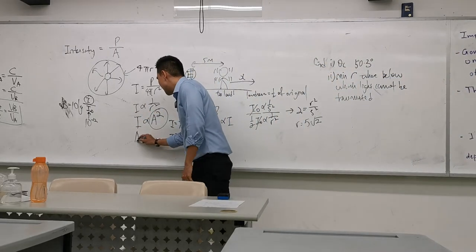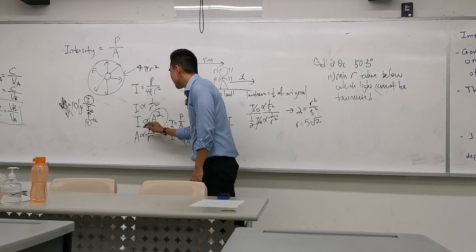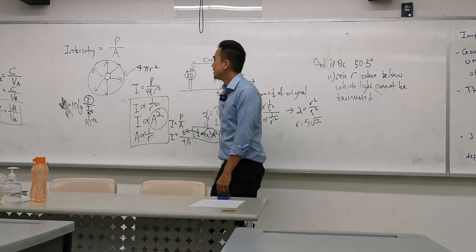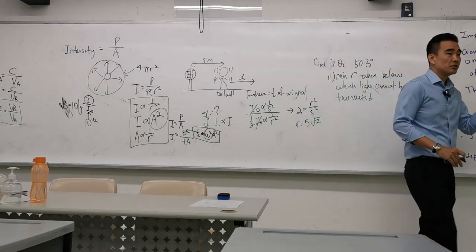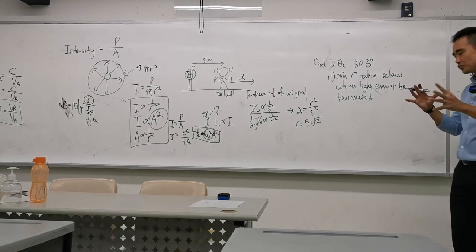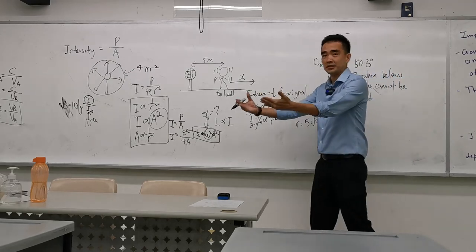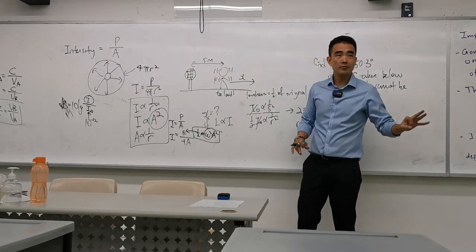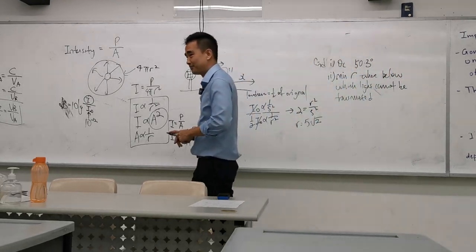And therefore, the third relationship is A is proportional to 1 over R. So these three are the equations that you need once you see the word intensity, or anything that relates changes to intensity or amplitude with distance. These three equations will definitely come into play.